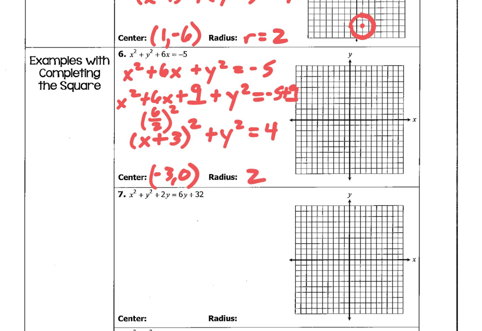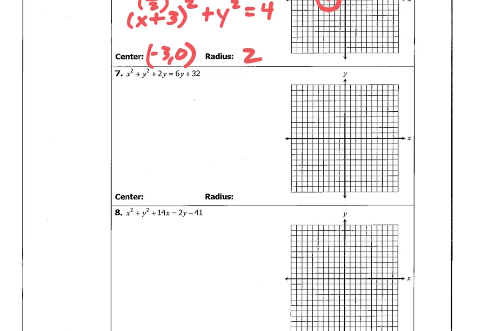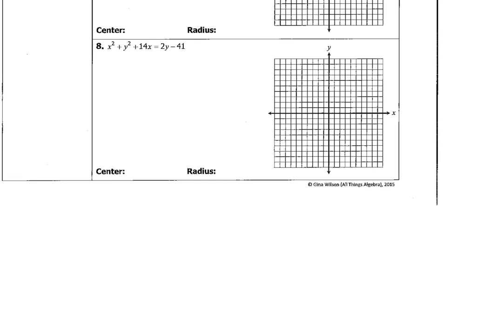And then radius is 2, so -3, 0 is my center. We have a radius of 2. And then we make our circle. Okay, one more. We're going to skip over 7. We're going to go down here to number 8.